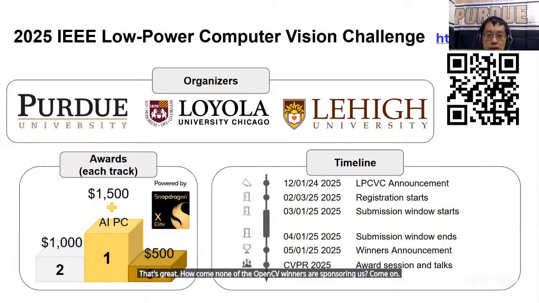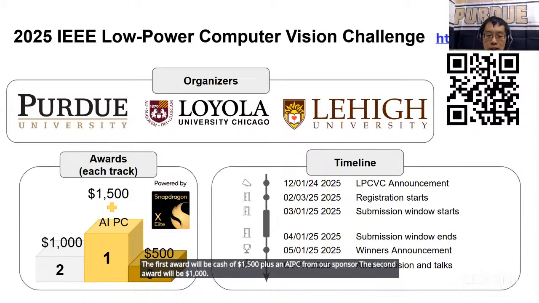So this slide shows the awards for the winners. We will have the 3 tracks. Each track will have 3 awards. The first award will be cash of $1,500 plus an AI PC from our sponsor.